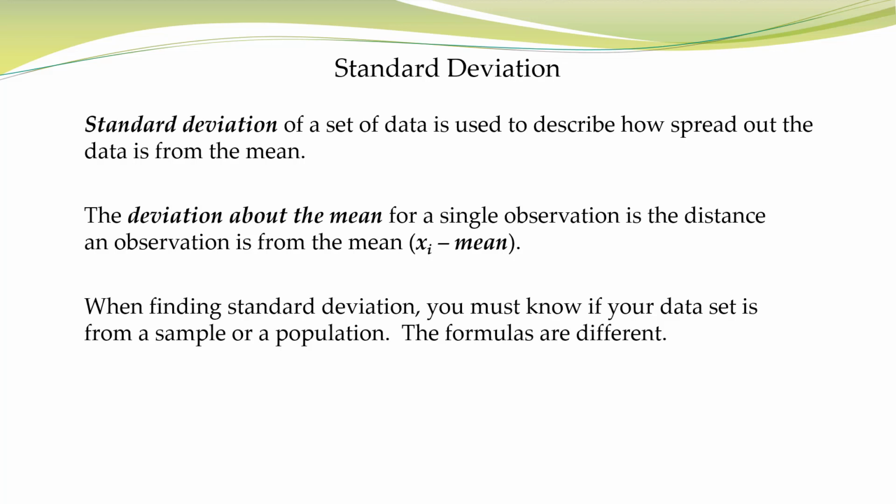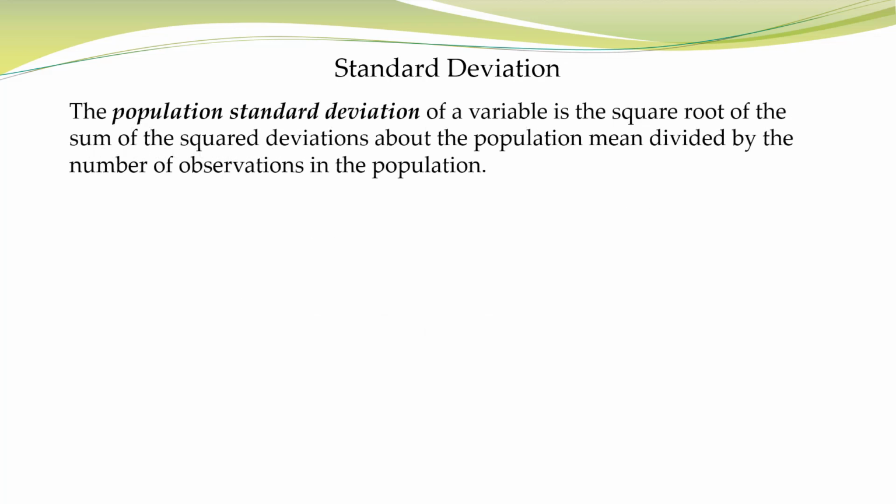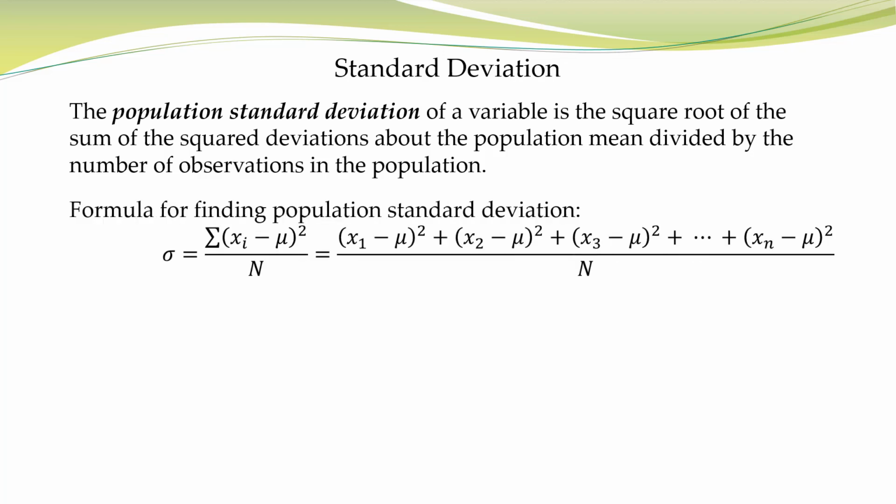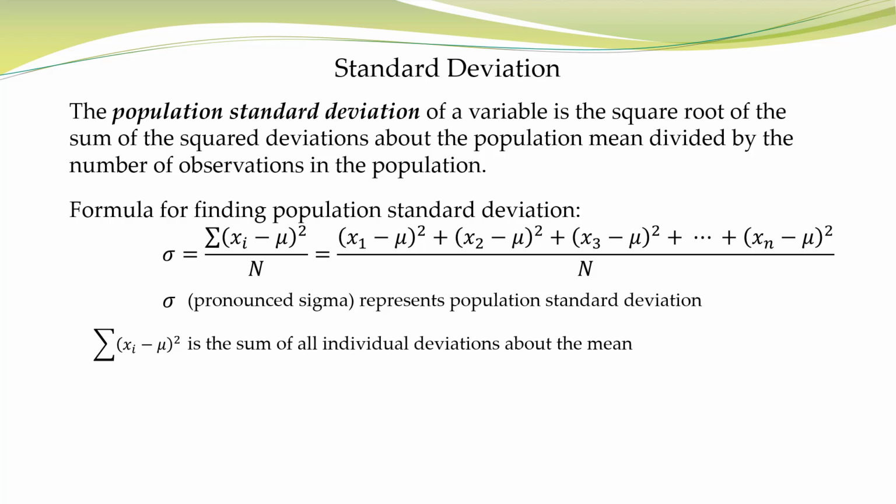The formulas are different. The population standard deviation of a variable is the square root of the sum of the squared deviations about the population mean, divided by the number of observations in the population. So there's the formula. The Greek letter sigma represents population standard deviation. Capital sigma, x_i minus mu quantity squared, is the sum of all individual deviations about the mean. And N is the size of the population.